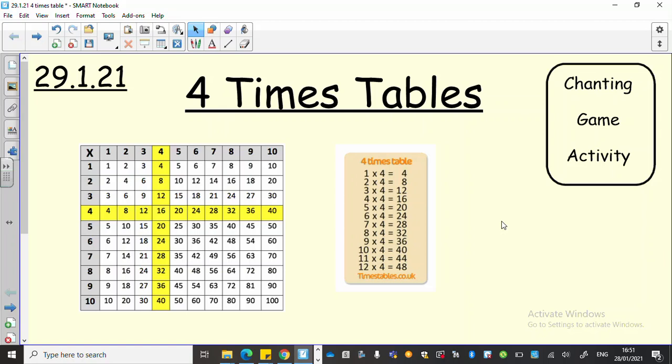So we're going to do the four times tables. We started them last week. So as always, on a Friday, it's quite chilled. It's quite nice to round the week off with a nice chilled sort of activity. So we'll do a little bit of chanting, we'll have a game, and then there'll be an independent activity for you to crack on with, and then you can do Times Table Rock Stars or whatever else it is that you enjoy to help you learn your times tables. So here they are, four times tables. We're going to chant them together first.